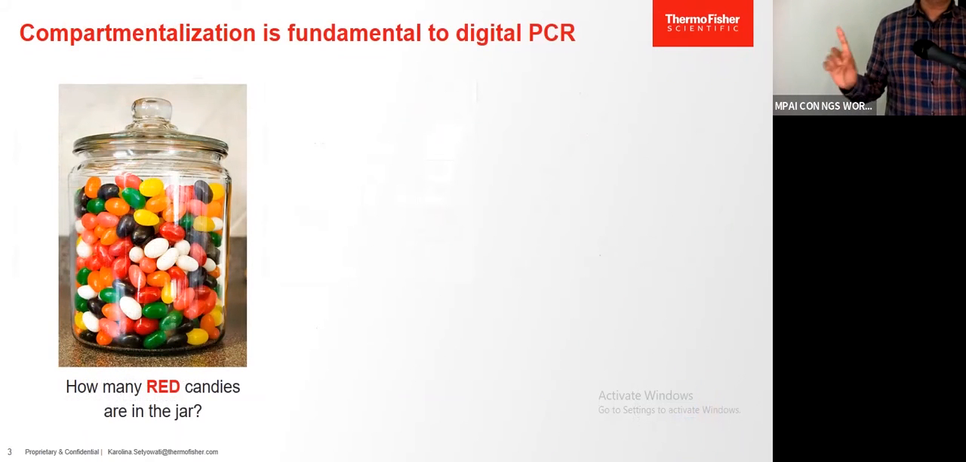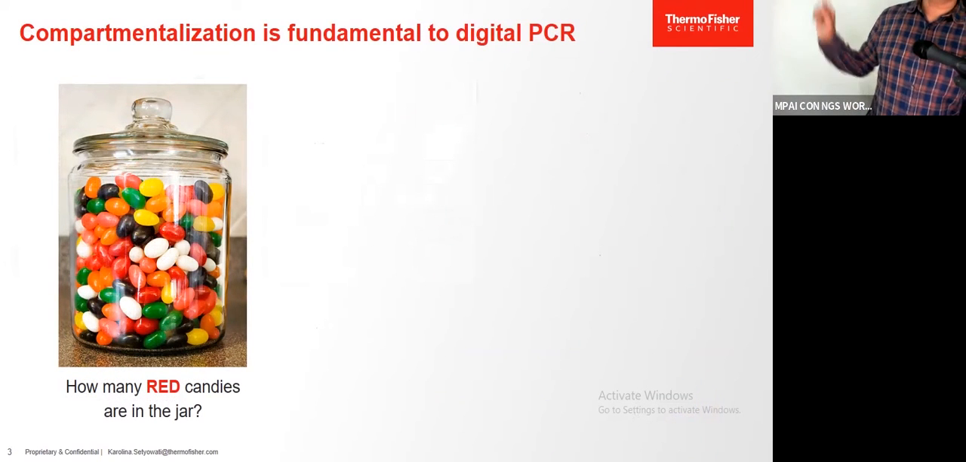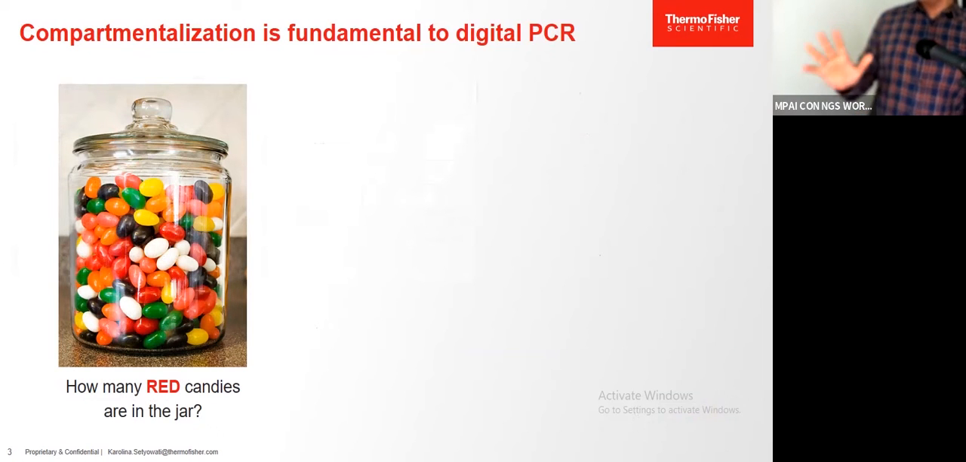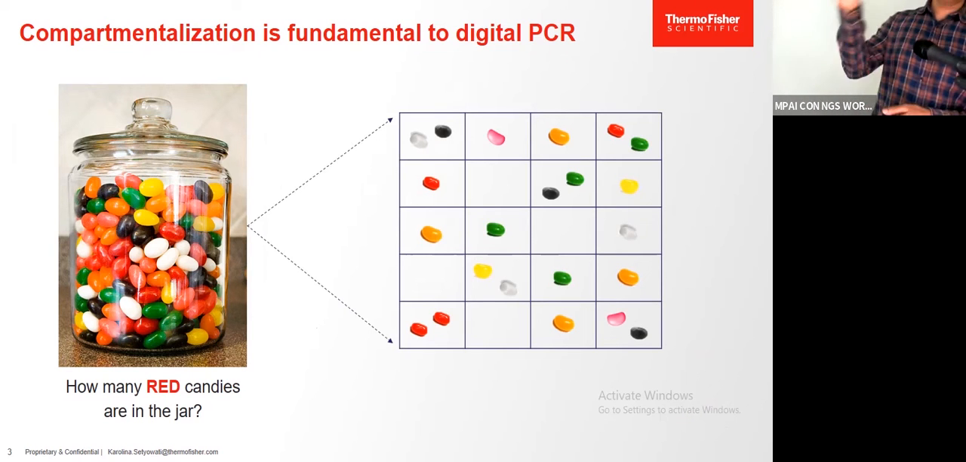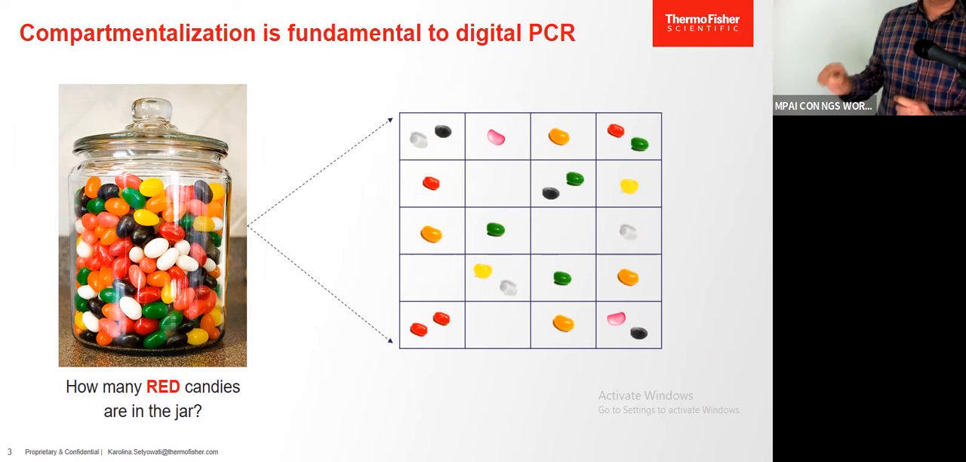I just want to ask you one question. Can you tell me how many red candies are there in this particular jar? I understand it's really difficult for us to find out how many red candies are there. But suppose I make compartments, and I throw all these candies into those compartments, then we get something like this. Now, if I ask you the same question again, it is easier for you to count all the red candies. In fact, you can give us the exact estimation of those red candies.